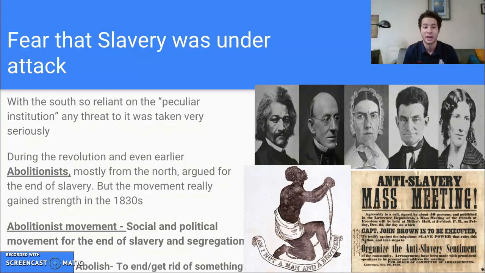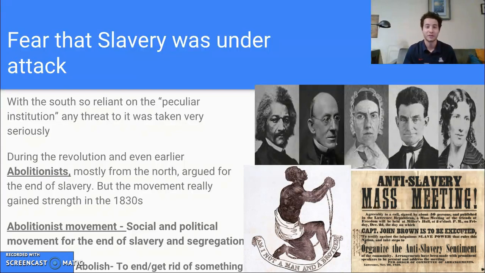So they were so reliant on this institution. It was actually called the Peculiar Institution, which means odd, the odd institution. A lot of people didn't like using the word slavery in political speeches, in Congress, or even in normal conversation. So it was often referred to as the Peculiar Institution so that they wouldn't have to say the word slavery out loud.